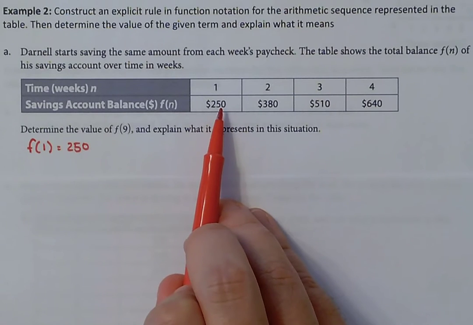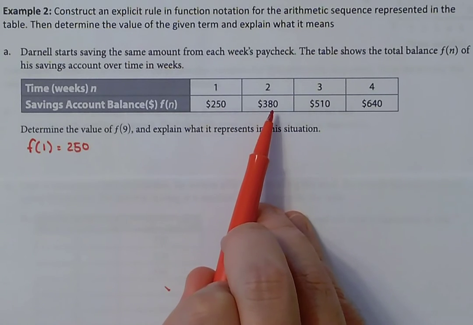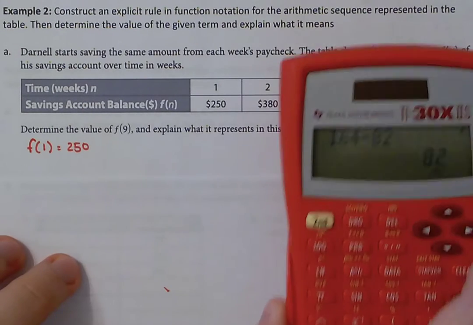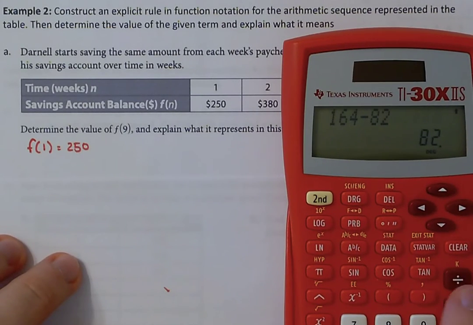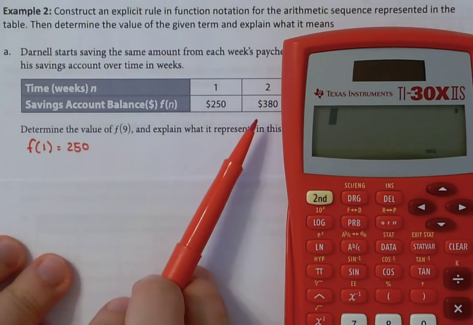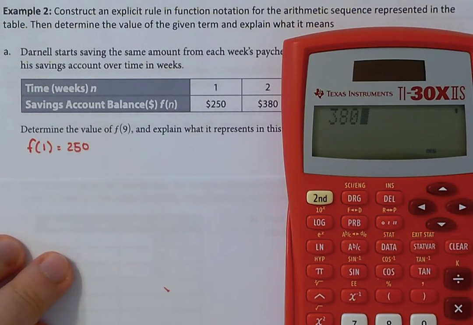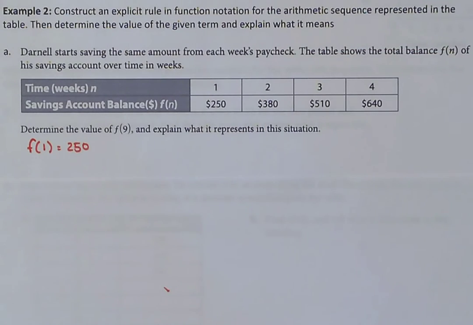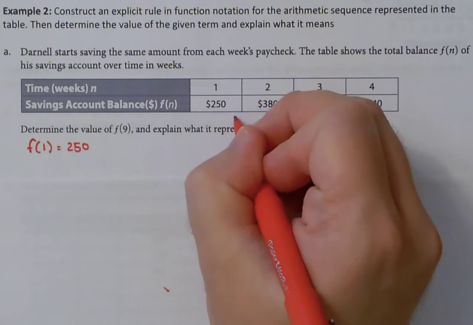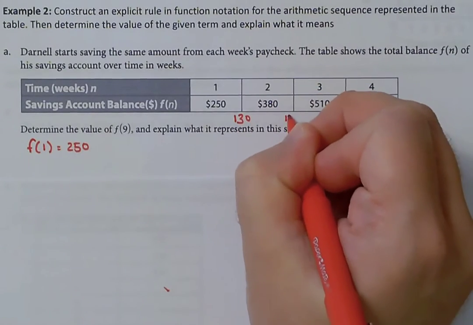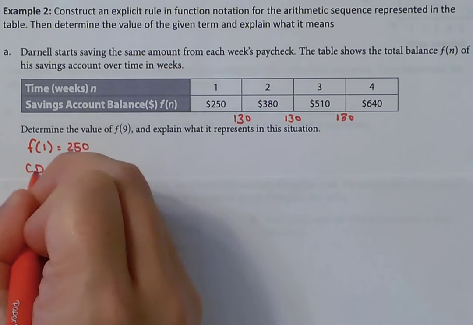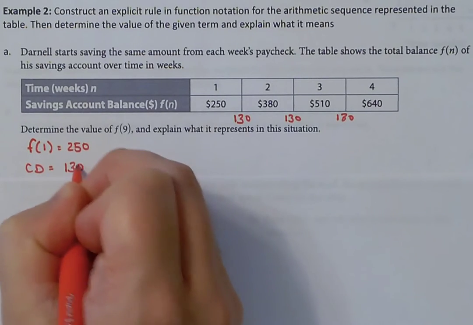How much do I have to add to 250 to get to 380? Again, for common difference, if you're struggling to figure it out, just use your calculator. You take your second term, 380, and you subtract your first term, which is 250. And we're increasing in this problem by 130. So each time I'm adding 130, so that means each week Darnell is saving $130.